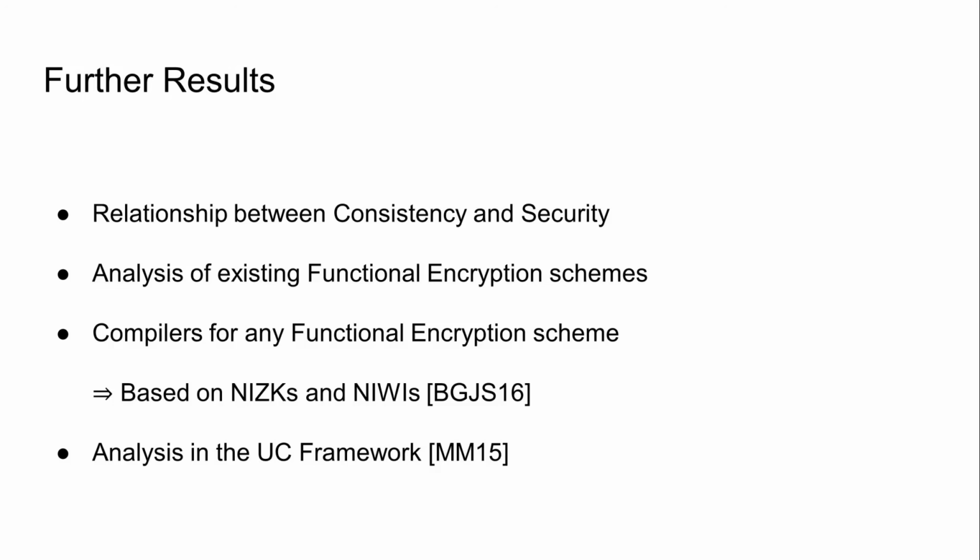Finally, we also present an analysis of our notions in the UC framework and show that we can extend the results of Mudd and Maurer from 2015 by also protecting against a malicious Alice and/or a malicious Charlie and not only against a malicious Bob.